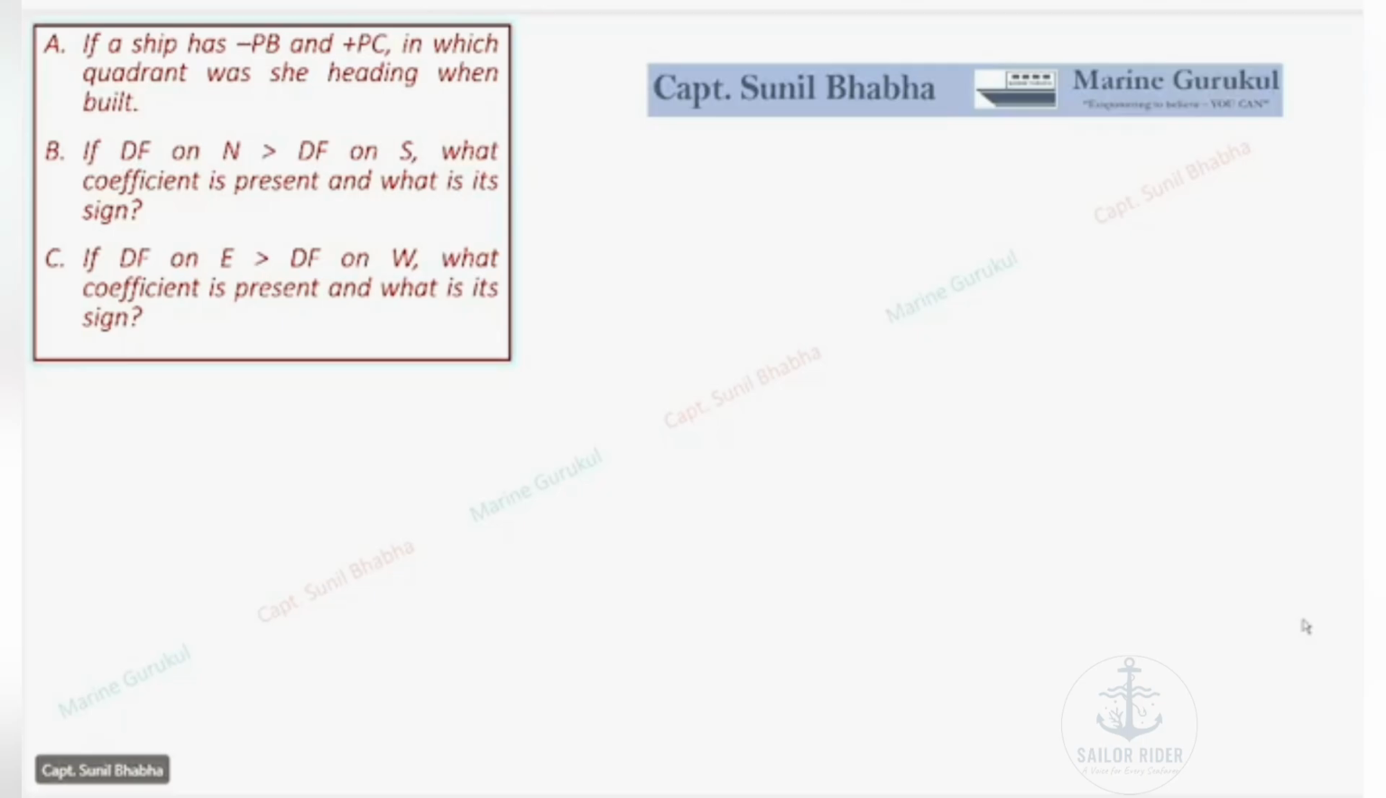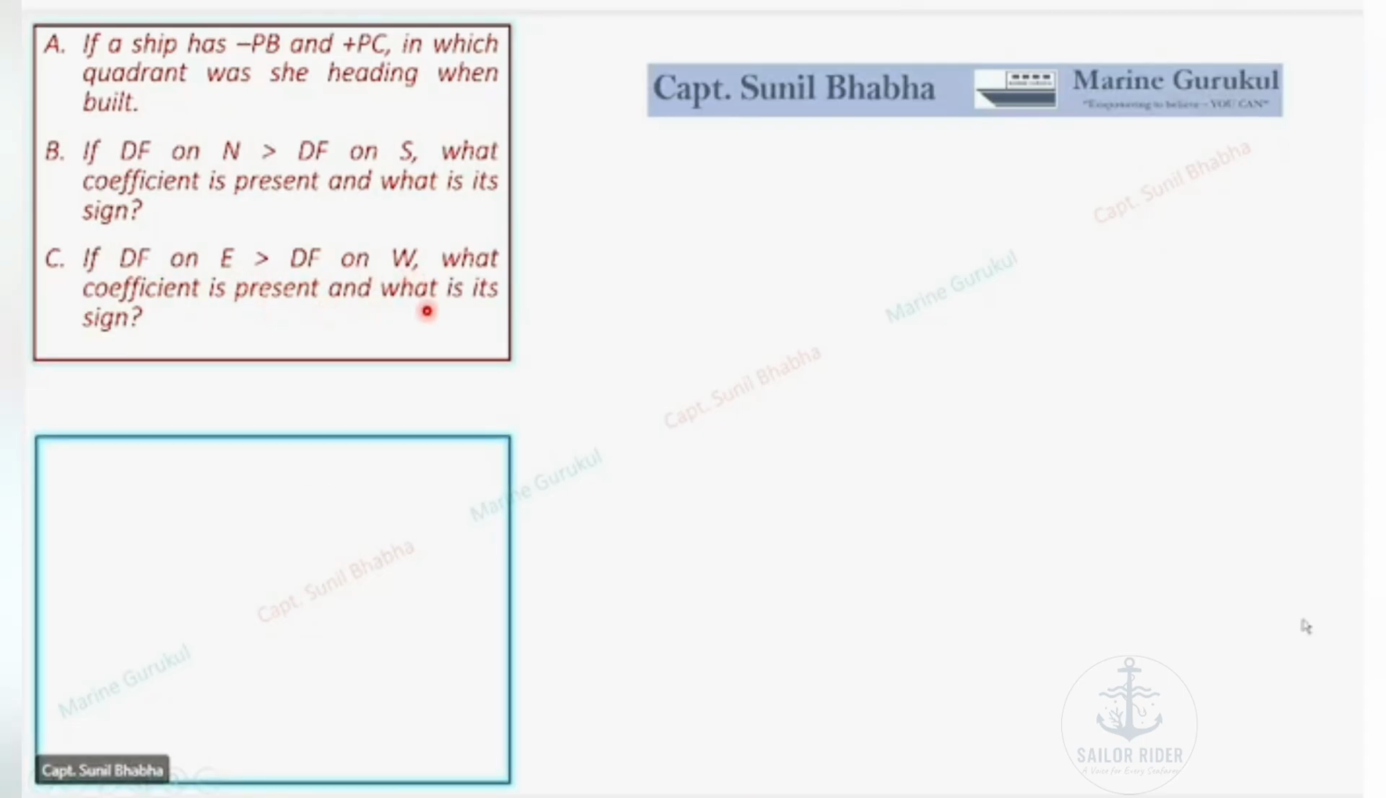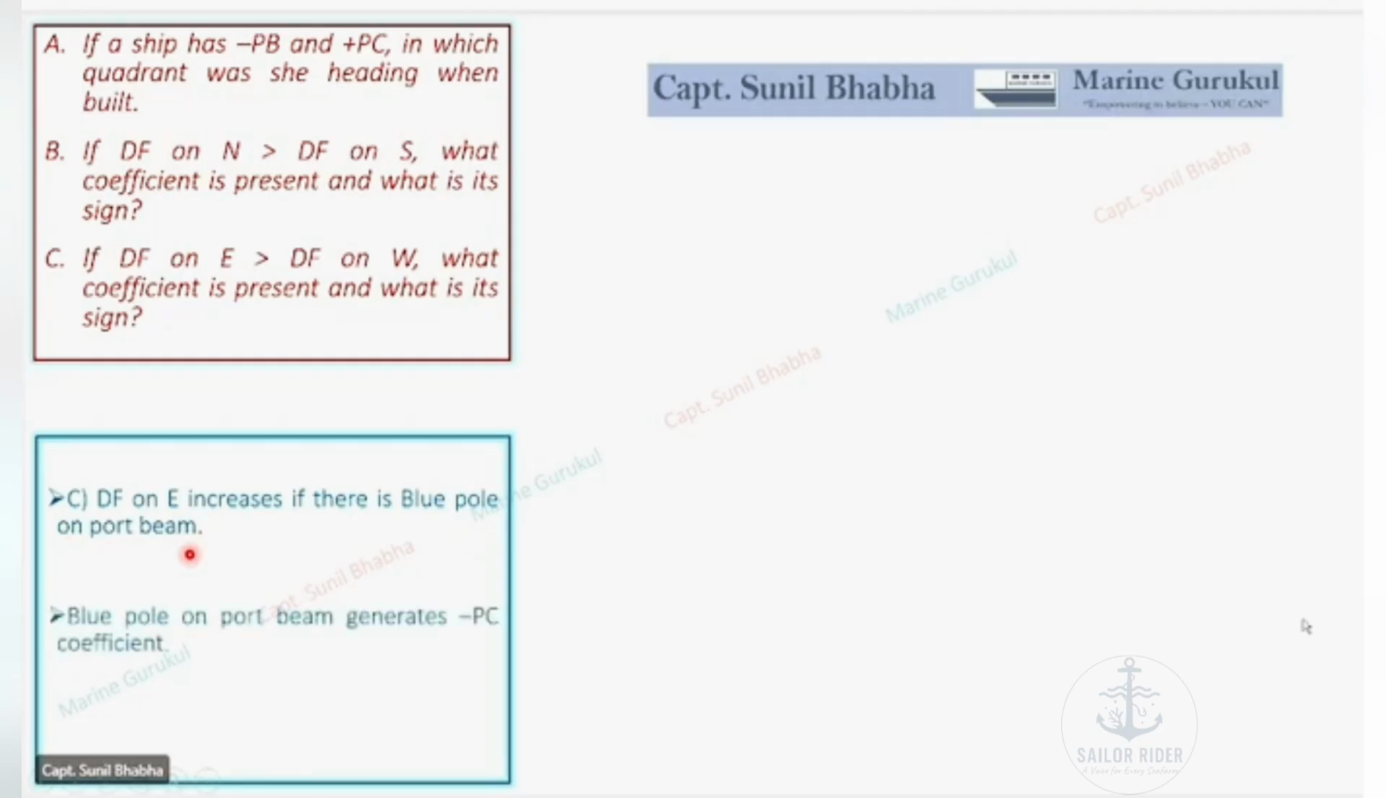Now we move on to the third part of the question. It says, if directive force on easterly heading is greater than the directive force on westerly heading, what coefficient is present and what is its sign? Now directive force on an easterly heading can increase if there is a blue pole on the port beam of the ship. Let me explain this to you using a diagram.